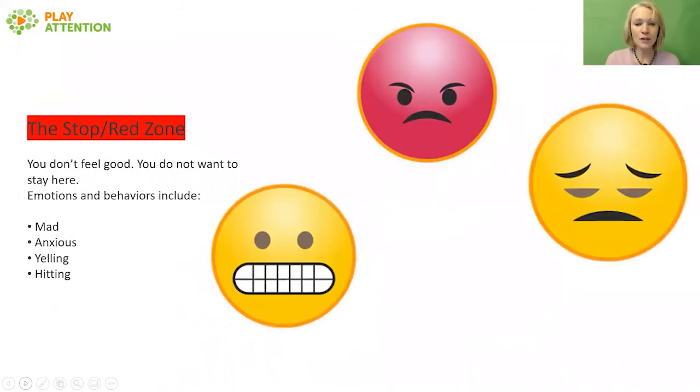The red zone is where we want to stop. This is not where we want to be. So you see how it's kind of like a traffic light. Green is good. Yellow, we have to slow ourselves down, and red, we have to stop ourselves. You don't feel good. You might be mad or anxious or yelling or hitting. So those are the different zones that you're looking for.